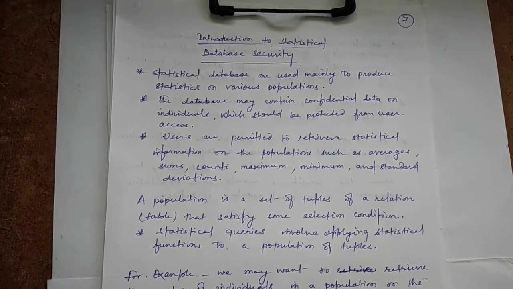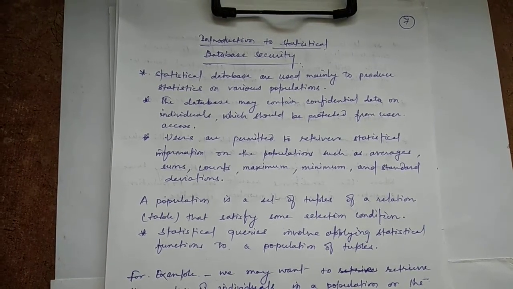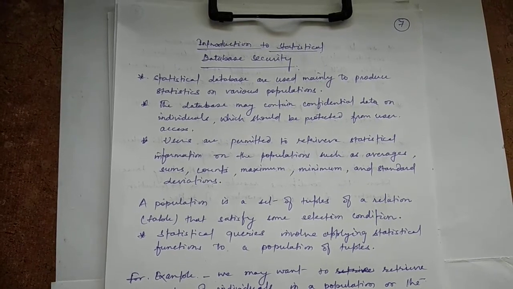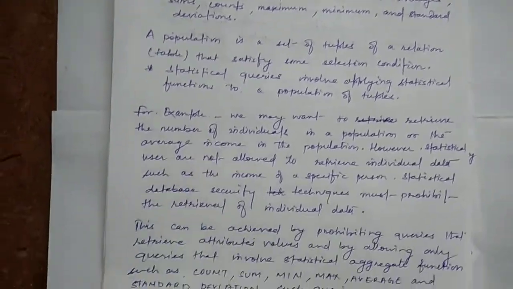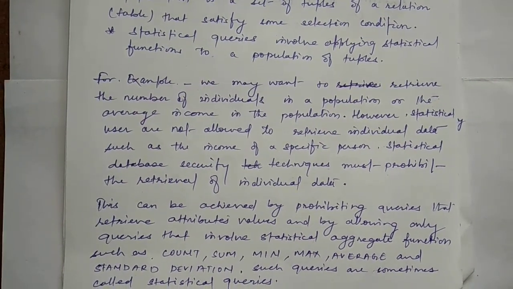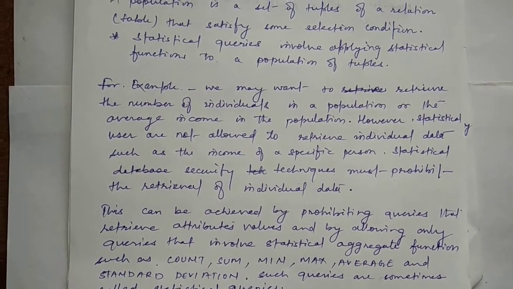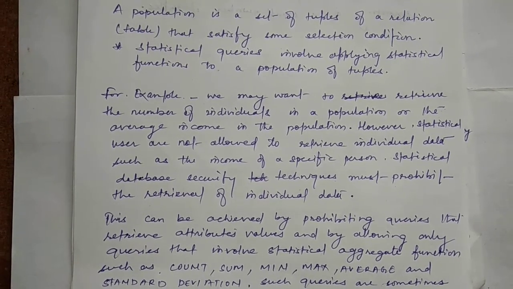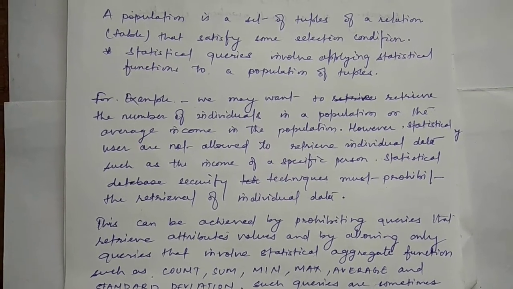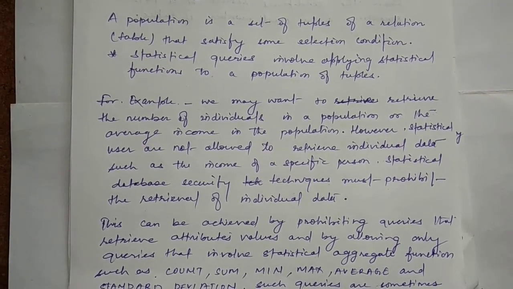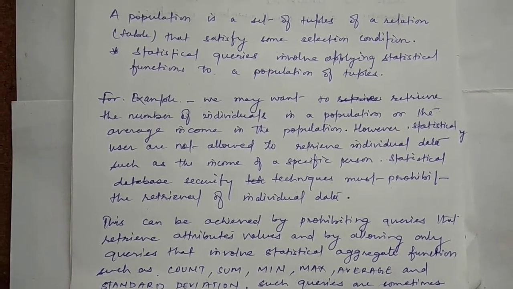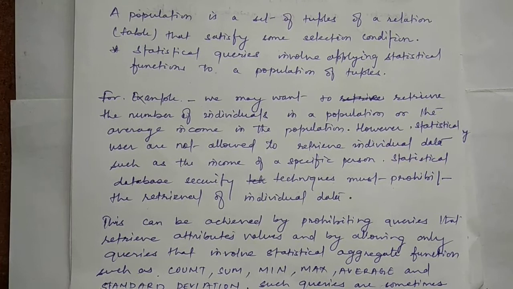Fourth one, a statistical query involves applying a statistical function to a population of tuples. For example, we may want to retrieve the number of individuals in a population or the average income in the population. However, the statistical users are not allowed to retrieve individual data such as the income of a specific person.